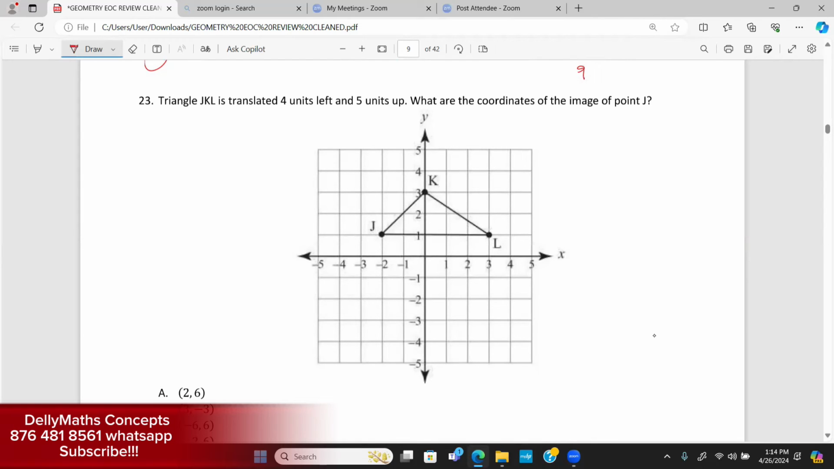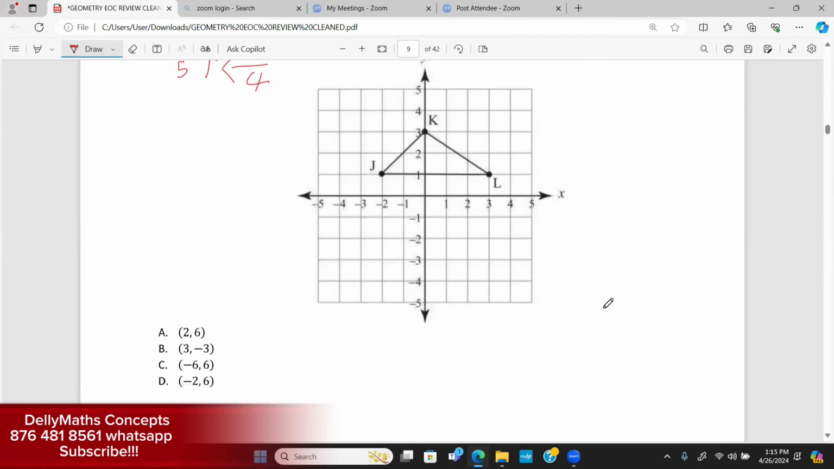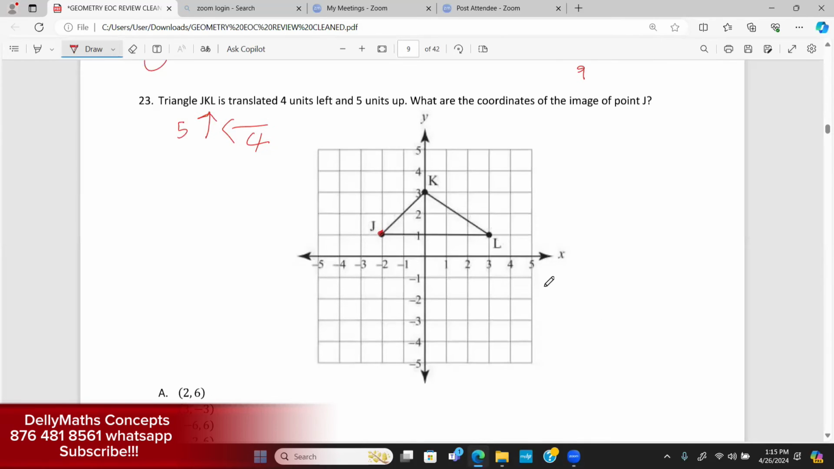23 says the triangle JLK is translated 4 units to the left, and then 5 up. What are the coordinates of the image of J? Now you can do that many ways. You could take, if you understand what that means, to the left and so on. Remember though, to the left is to subtract and up means to add.